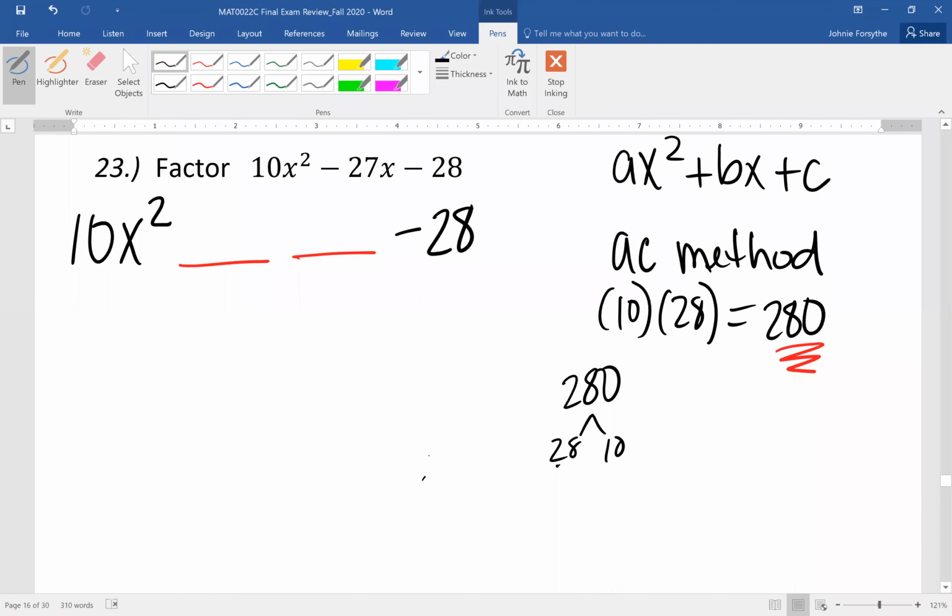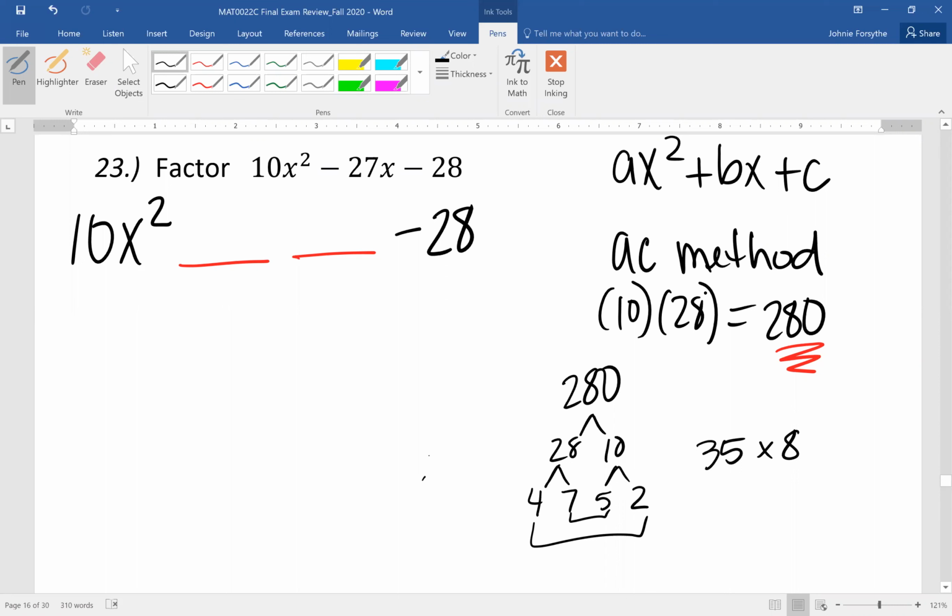So I'm going to break this down to 4 times 7. This one down to 5 times 2. So I'm going to play with some combinations of numbers. So I'm going to try 7 times 5 is 35, times 8, which is 4 times 2, is 8. So 35 times 8 is 280.